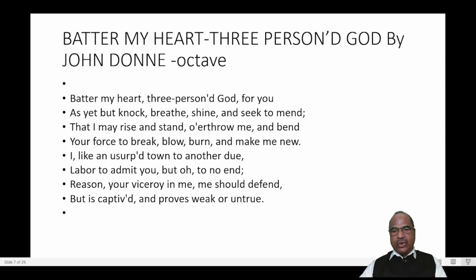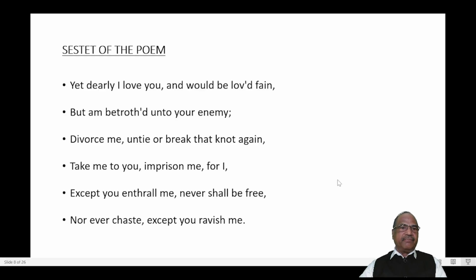Now we may switch over to the sestet. Yet dearly I love you, and would be loved fain, but am betrothed unto your enemy. Your enemy is Satan. Divorce me, untie or break that knot again. Take me to you, imprison me, for I, except you enthrall me, never shall be free, nor ever chaste, except you ravish me. Ravish means forced sexual relationship.